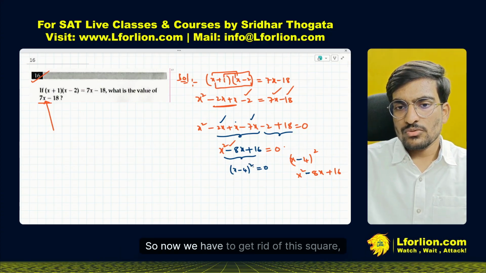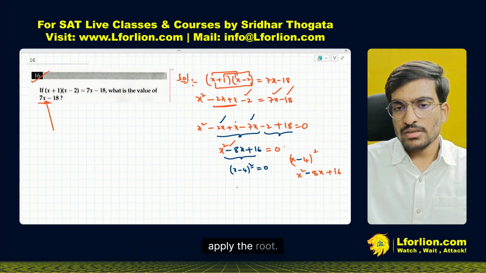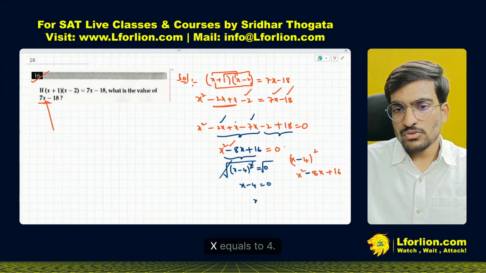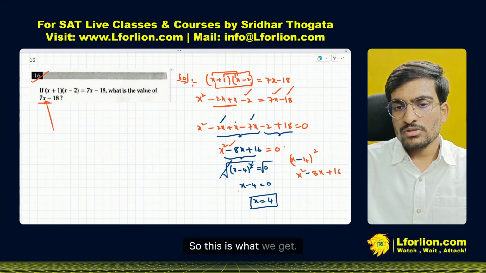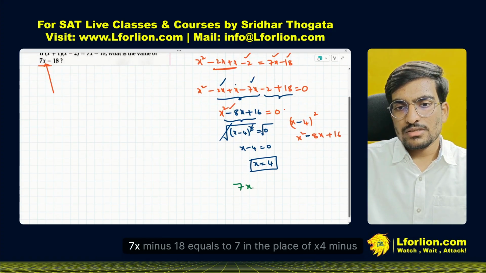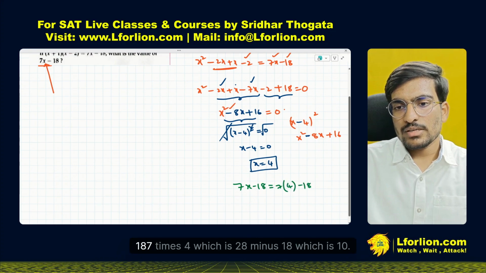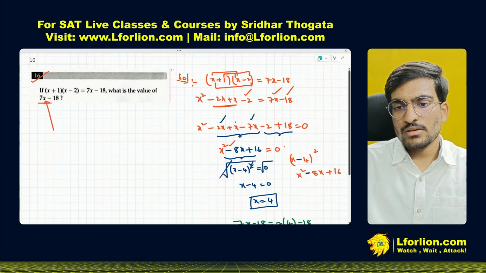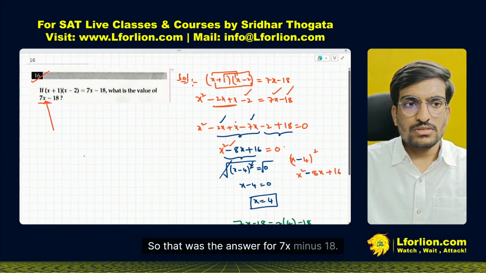Now we have to get rid of the square, so apply the root. Root of 0 is also 0. So x minus 4 equals 0, x equals 4. So this is what we get. Now we need to find 7x minus 18. 7x minus 18 equals 7 times 4 minus 18. 7 times 4 is 28, minus 18 is 10. So that was the answer for 7x minus 18.